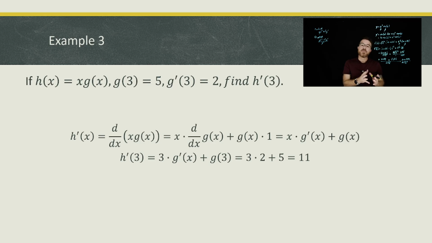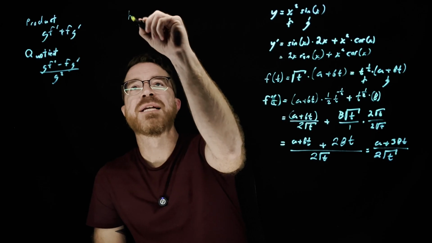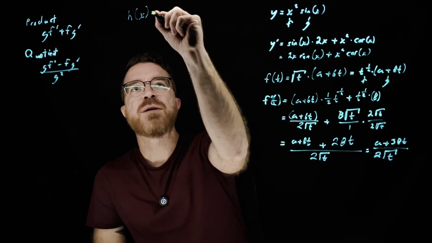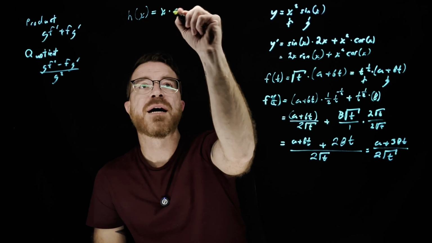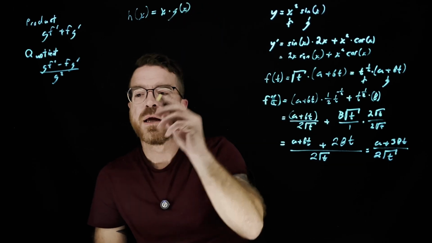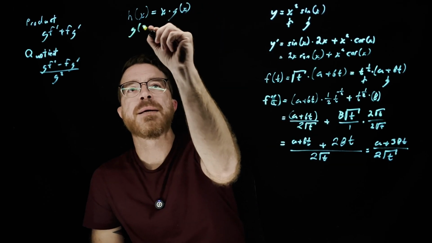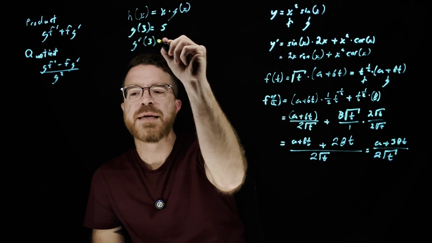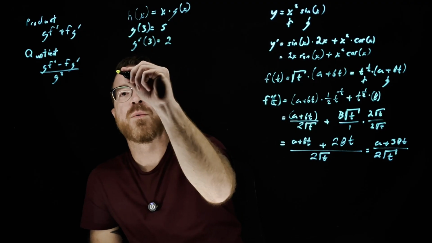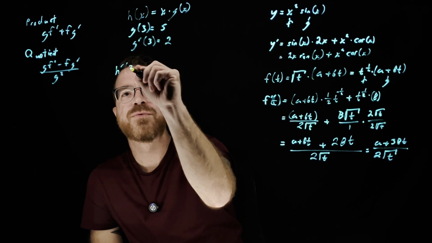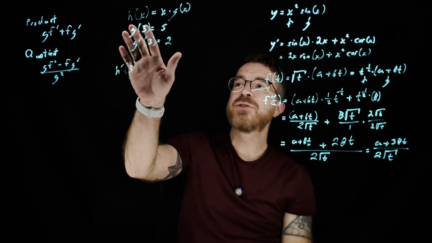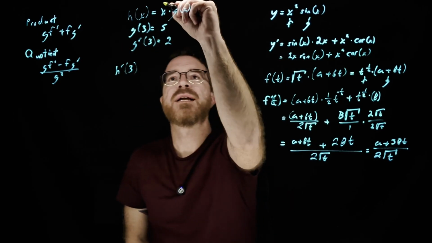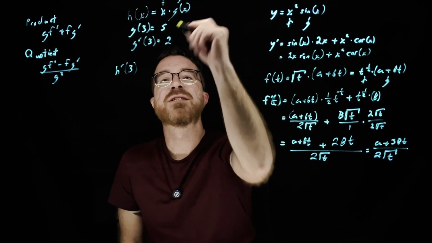What about if we have a problem like we've had before, where we have what the outcomes are, but we don't know what the actual functions are? So in this case, we have that h of x is equal to x times g of x. We have that g of 3 is equal to 5. We have g prime of 3 is equal to 2. And we want to figure out what is h prime of 3. So the fact that h of x is equal to x times g of x, right? x in this case is our f. g of x is our g.